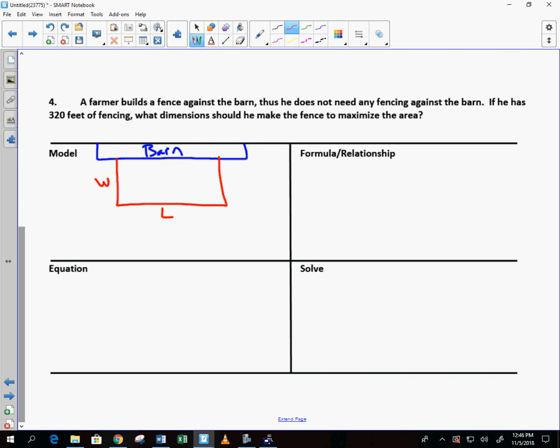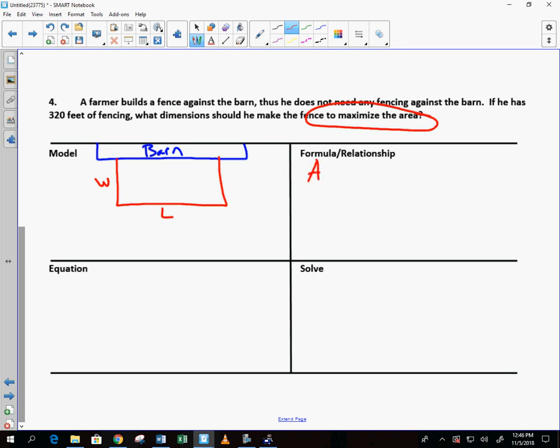If Farmer Andrew has 320 feet of fencing, what dimensions should he make the fence to maximize the area? You always need to start here. Always start here. This is what's driving the problem. That's what's going to produce our final equation. That's what's going to produce our final result. Maximizing the area. So, what do you want to write down first? This is where the magic happens.